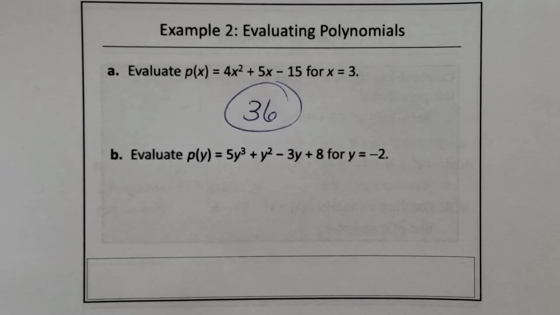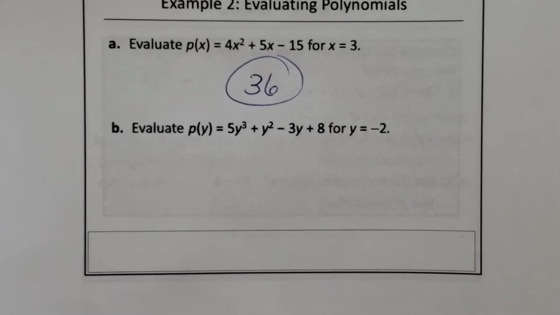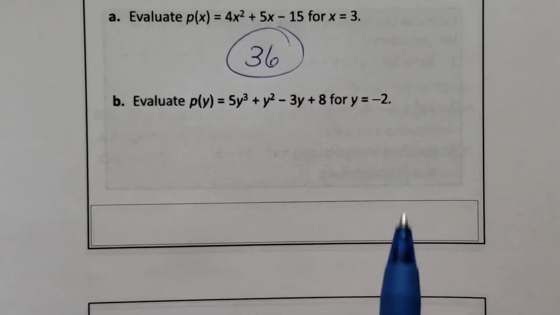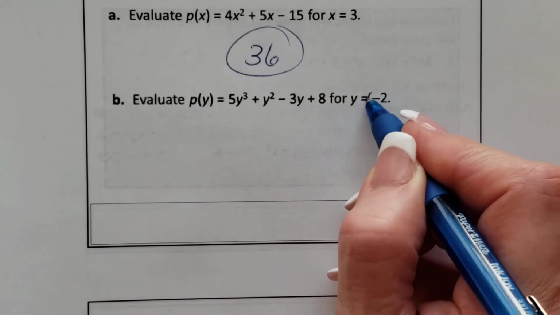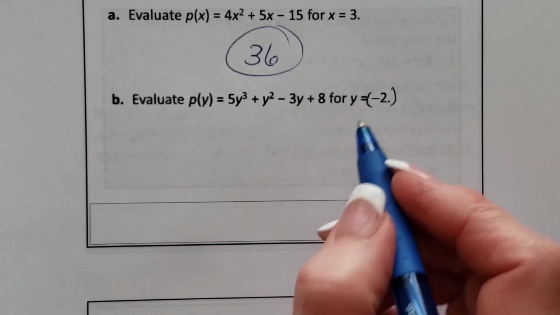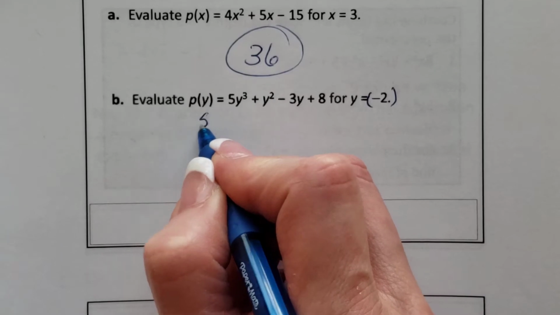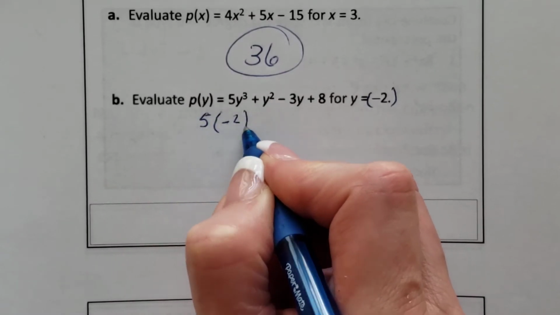This is 6.3, example 2, letter B. So on this problem, they want us to find P of y, and this time y is equal to -2. So we're going to plug in -2 for every time we see a y. Make sure you use your parentheses.